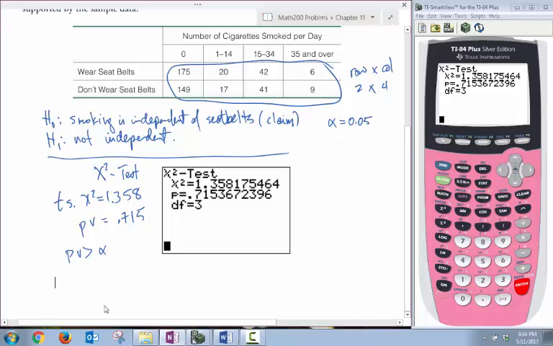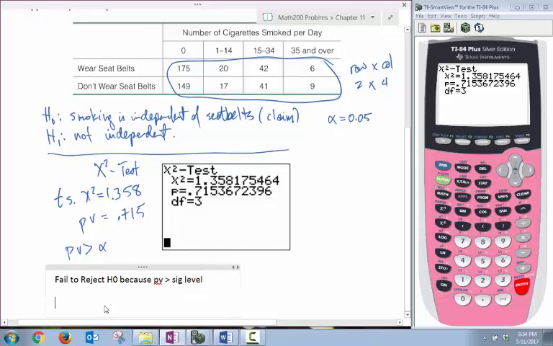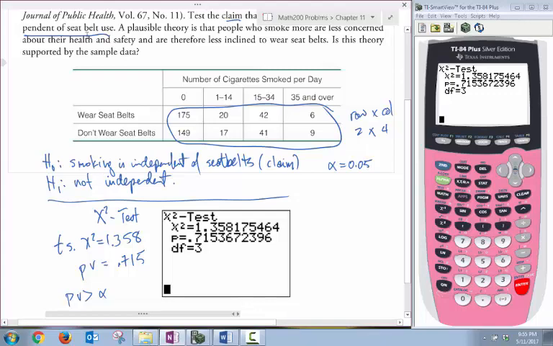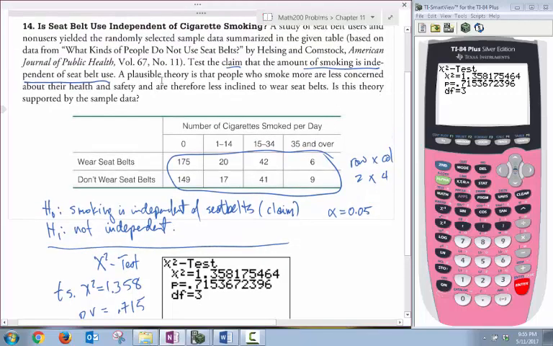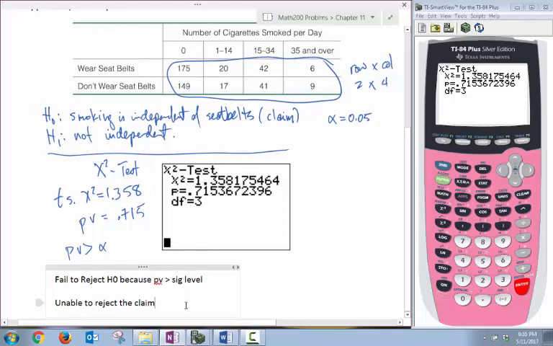First, our decision is to fail to reject the null hypothesis. And we can state the reason: the p-value is bigger than the significance level. And then our conclusion, based on our claim: we failed to reject, so we were not able to reject the null hypothesis. Since our null hypothesis is the claim, we'll say there's not enough evidence to reject the claim. The claim is that the amount of smoking is independent of seatbelt use. So we are unable to reject the claim that the amount of smoking is independent of seatbelt use.